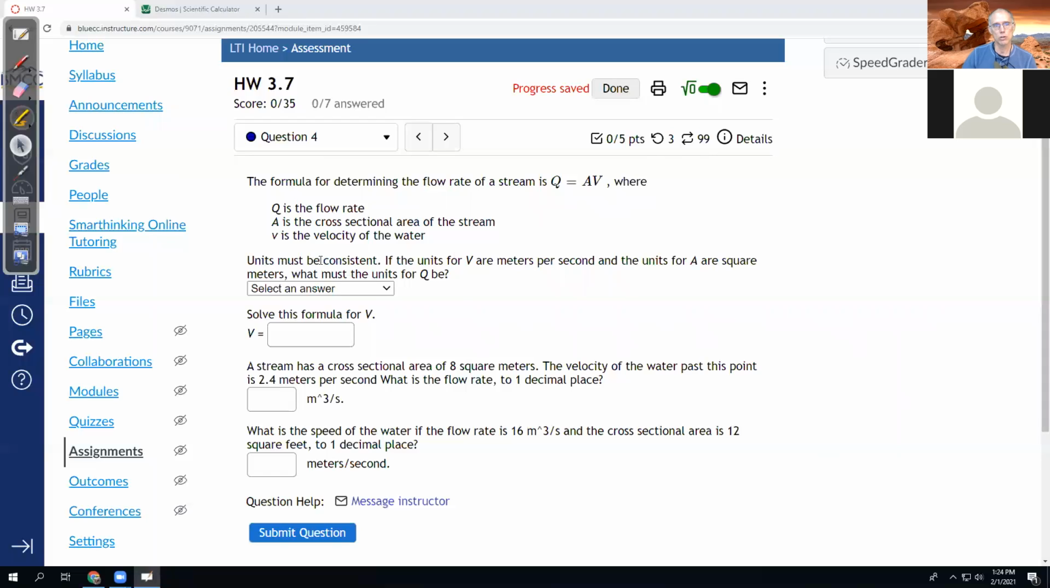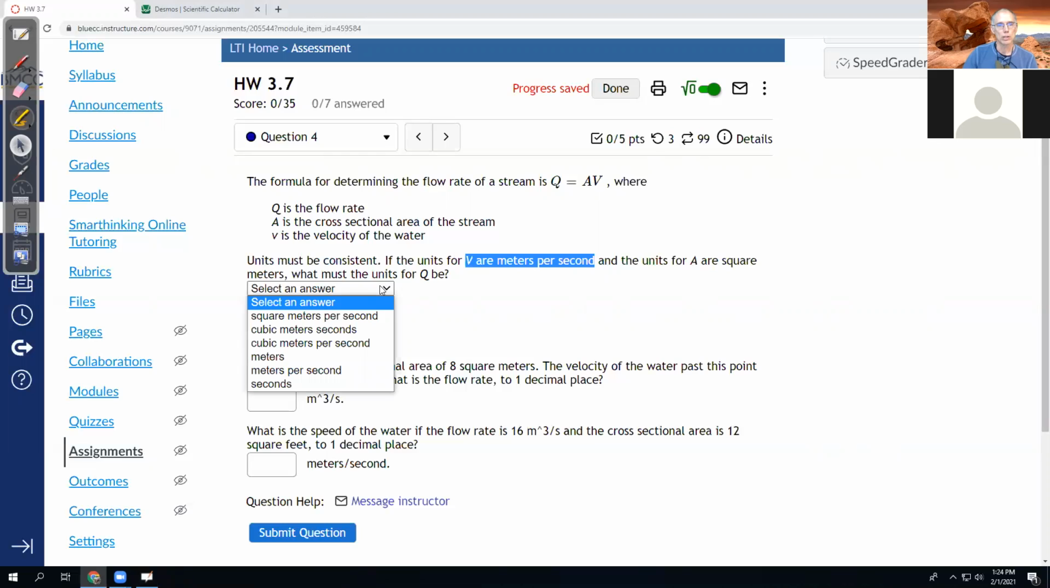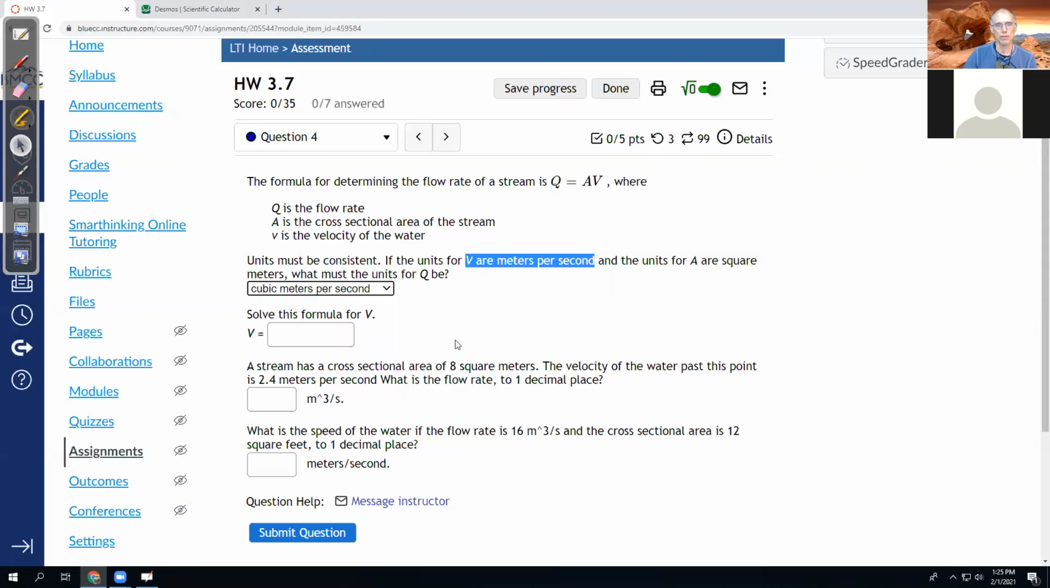First one said units must be consistent. And again, I just went over that. The V are meters per second and the area is square meters. And when we put those together for Q, we get cubic meters per second or meters cubed per second. And that should be one of our options there. Square meters, nope. Cubic meters, seconds, nope. Cubic meters per second. So this is the only one that seems to be worded correctly.